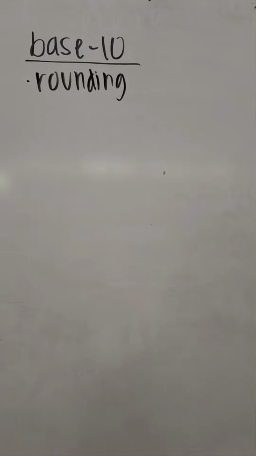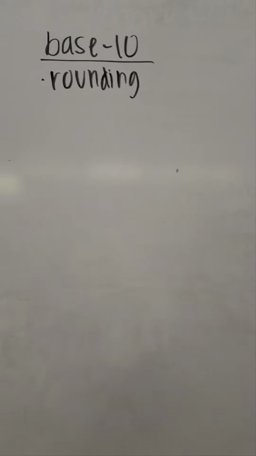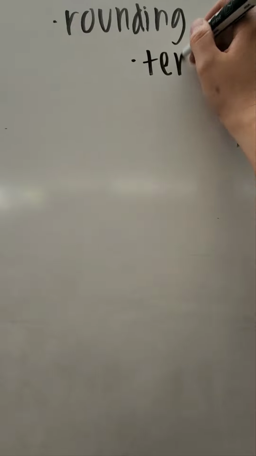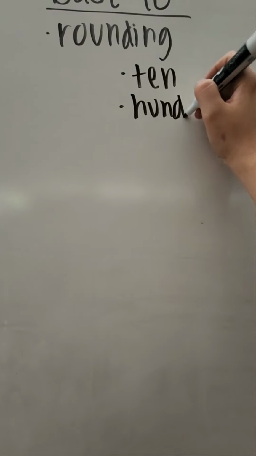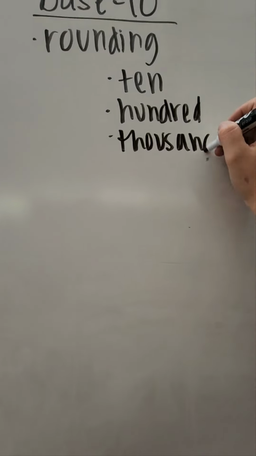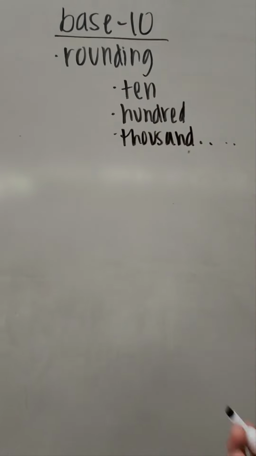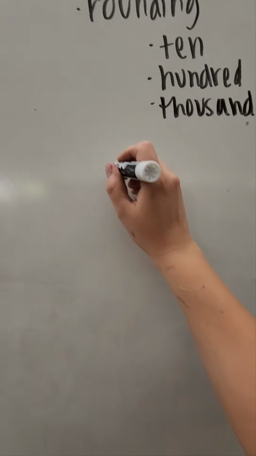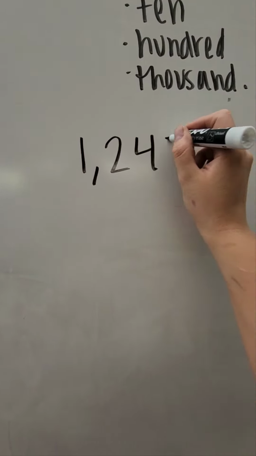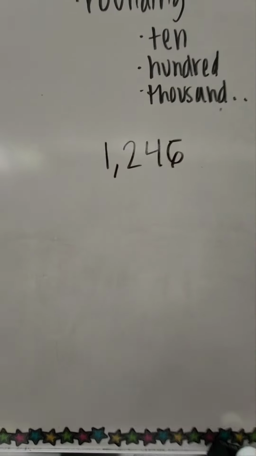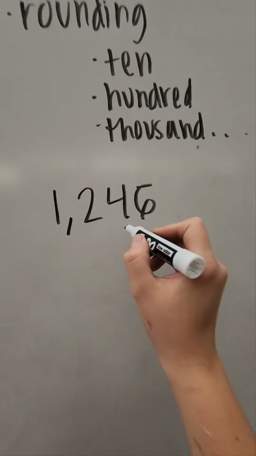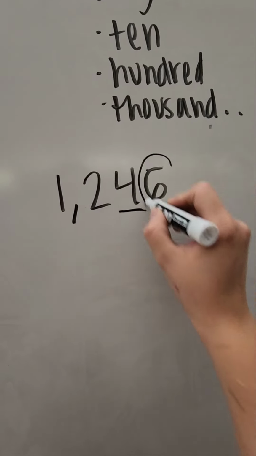The next thing students have learned, and the most recent, is rounding. So students should be able to round to the nearest 10, 100, 1,000, and so on. So, for example, let's say we're going to round the number 1,246 to the nearest 10. So I'm going to underline the tens place.